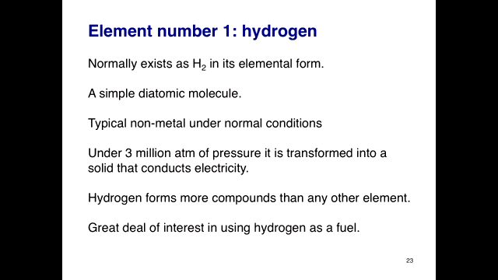So element number 1 exists as H2, a simple diatomic molecule. If you look at the position of hydrogen in the periodic table, you might think, well, should it be like lithium, sodium, potassium? Should it have metallic type character? Well, it turns out if you put it under enormous pressure, 3 million atmospheres, it will transform into a solid and it will exhibit that type of metallic character.